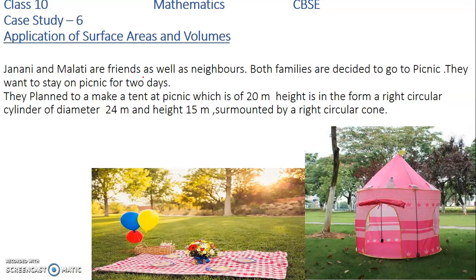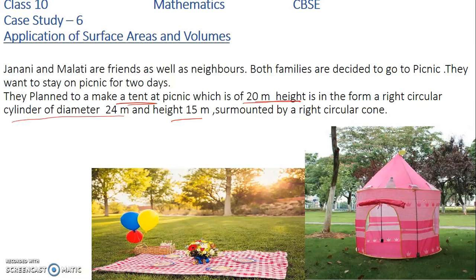Janani and Malati are friends as well as neighbors. Both families decided to go on a picnic. They want to stay on the picnic for 2 days. They planned to make a tent at the picnic which is of 20 meter height. The tent is in the form of a right circular cylinder of diameter 24 and height 15, surmounted by a right circular cone.